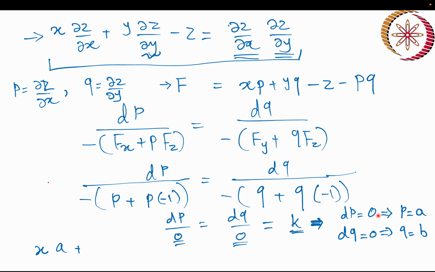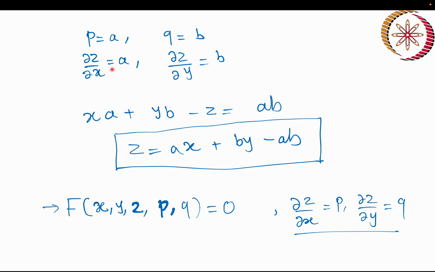So we can say dq is equal to 0, and that is nothing but p must be some constant, so we say p is equal to a, and q is equal to some constant b. So we got p and q, which are the partial derivatives with respect to x and y. We can substitute this p and q in this equation, and that is nothing but the solution to this PDE. We have just substituted the partial derivative values here, and this is the solution. That's how we applied Charpit's method to get the solution.